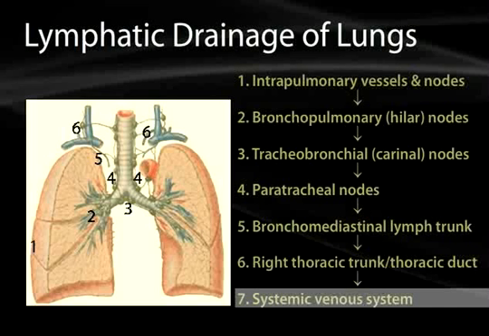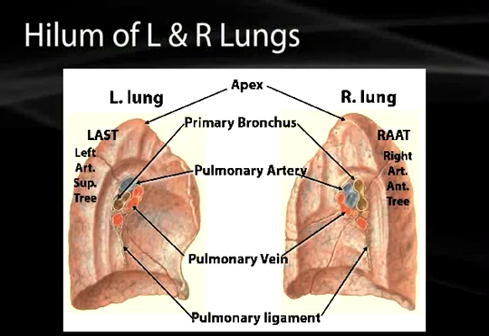One important thing to remember about that third site, the tracheobronchial or carinal nodes, is that those inferior nodes actually have a communication to both inferior lobes. So an inferior lobar drainage of a cancer has a high likelihood of getting across to the contralateral inferior lobe as well.